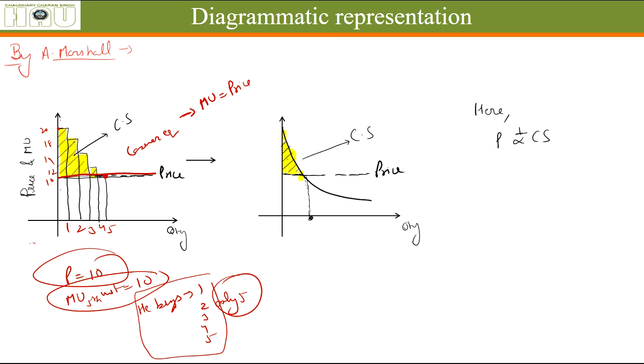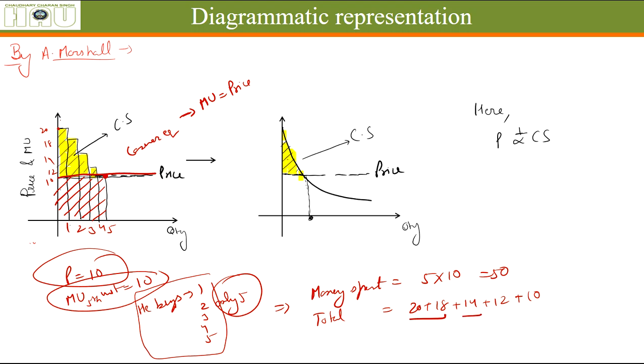This is the amount of money he has spent. Money he has spent is equal to 5 into 10, which is 50. Total satisfaction he gets is equal to 20 plus 18 plus 14 plus 12 plus 10. How much is it? 38, 52, 64, 72. So the consumer surplus according to this graph is equal to 72 minus 50, which is 22.